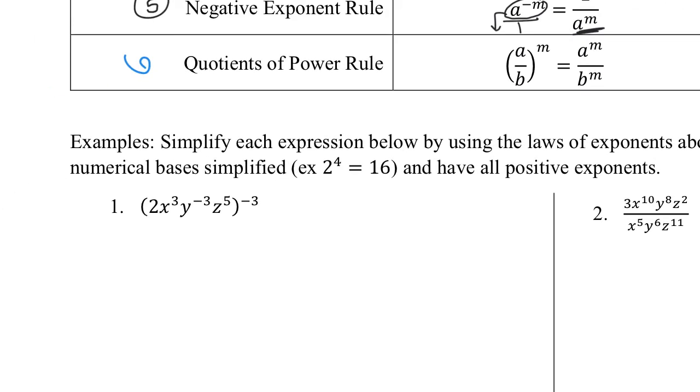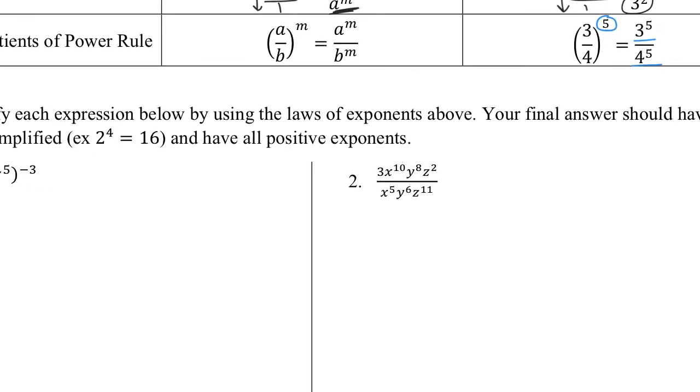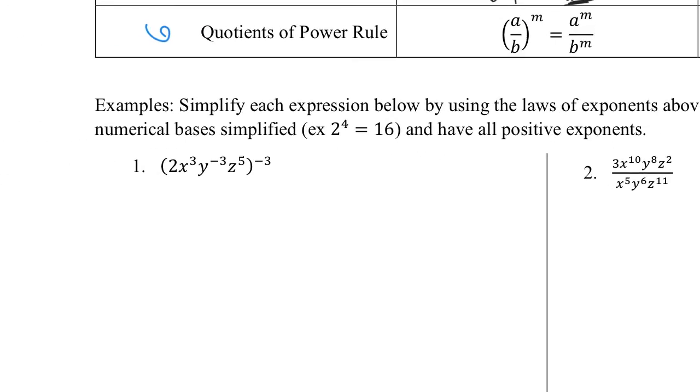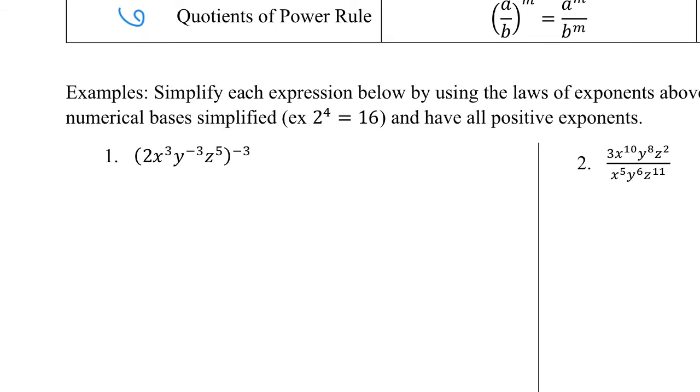So let's look at some examples. It says simplify each expression below by using the laws of exponents above. Your final answer should have all numerical bases simplified. So for example, 2 to the 4th, don't leave as 2 to the 4th. Actually evaluate what 2 to the 4th is, which is 16. And you should have all positive exponents.